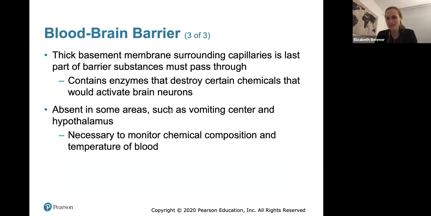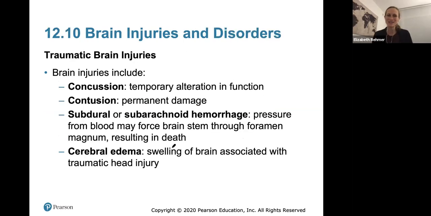It's also absent in some areas. In some areas, the blood-brain barrier is absent, like the vomiting center and the hypothalamus, because these two areas are necessary to monitor the chemical composition and temperature of blood. The vomiting center is a defense mechanism of your body to get rid of anything harmful. Think of food poisoning: you're throwing up because your body wants to get that out of you. Or if you have poison or anything else, these are two parts of the brain where the blood-brain barrier would not exist.